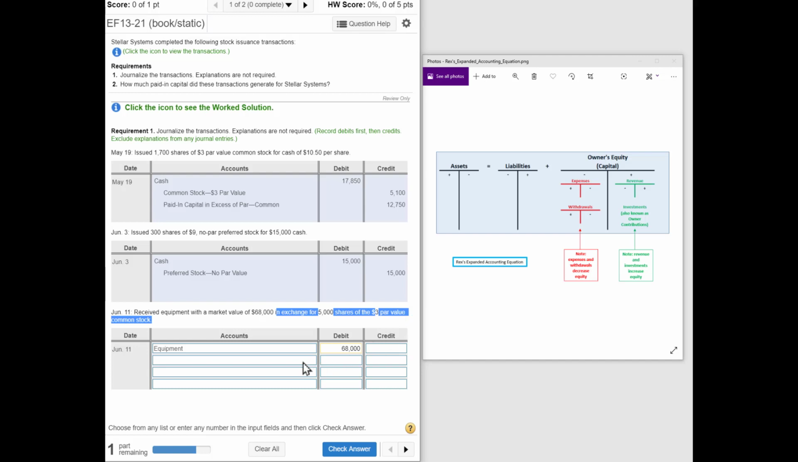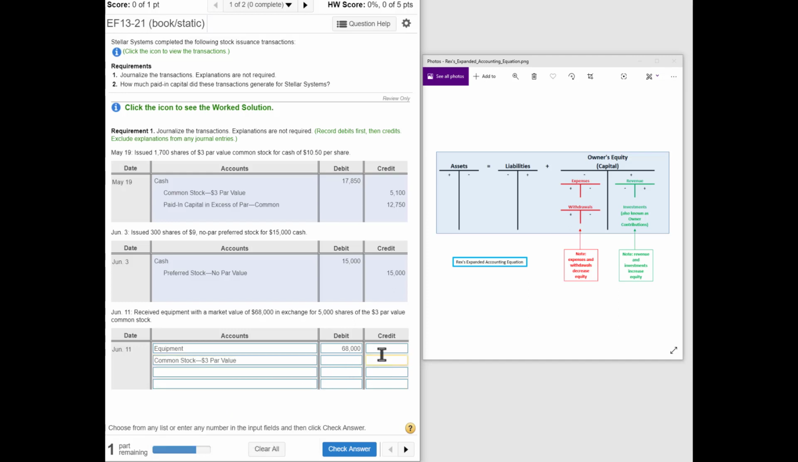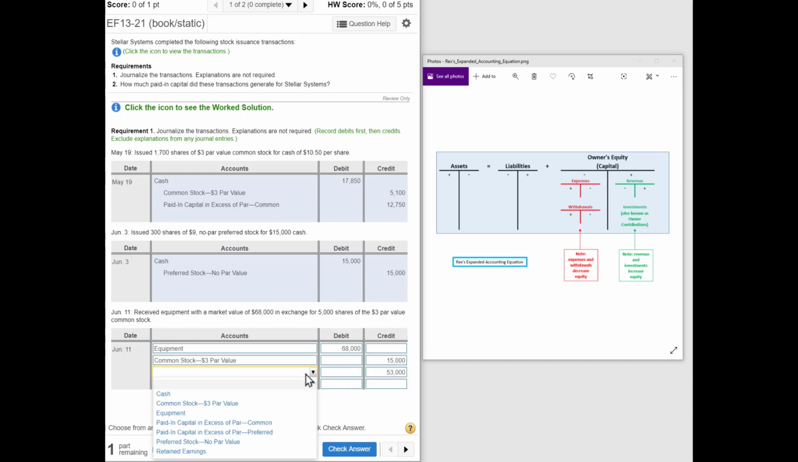So common stock is going up. And common stock has to be listed at the par value. So to calculate this, we're going to take the $3 par times the 5,000 shares, gives us 15,000. And of course this does not balance, so we need to figure out the balancing amount. So we're going to take 68,000 minus 15,000 gives us $53,000, and that is the paid in excess of par on the common stock.